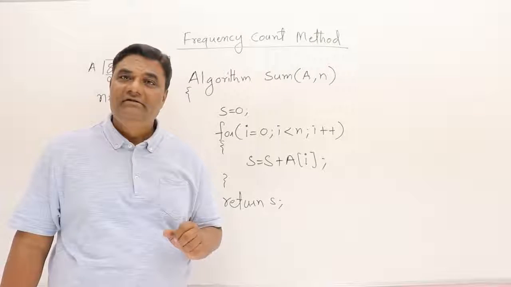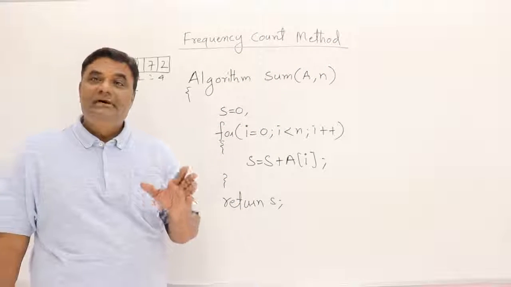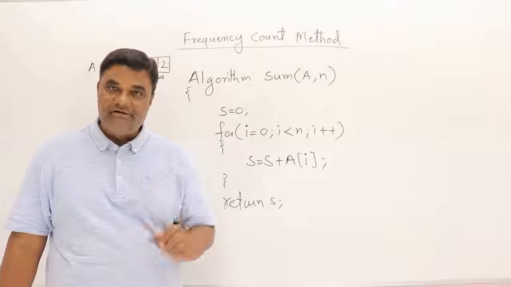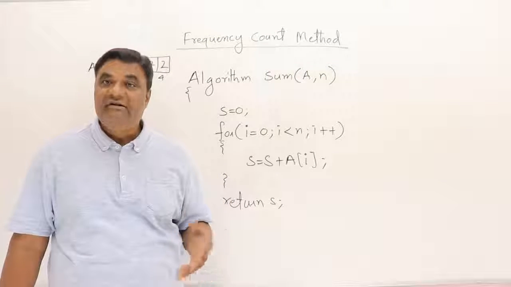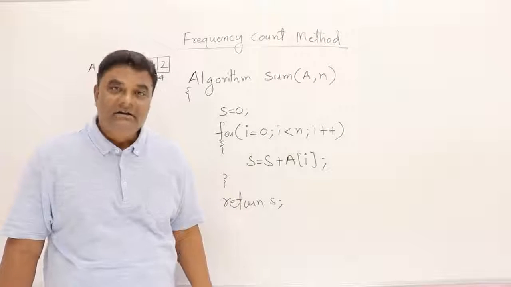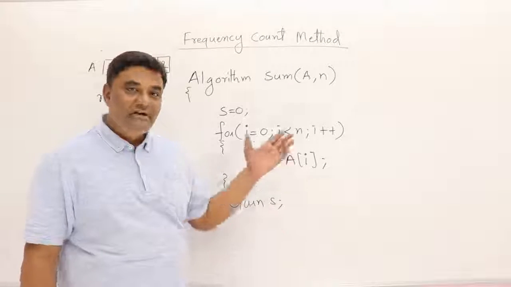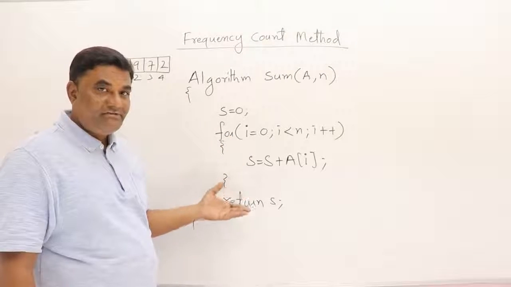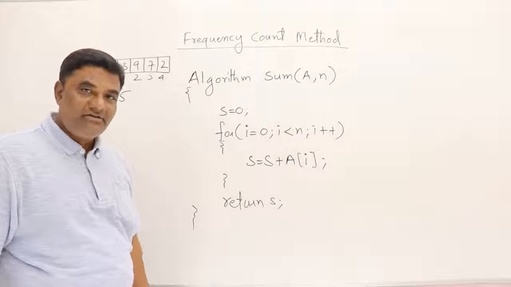So how do we do that? By using the frequency count method. The time taken by an algorithm can be known by assigning 1 unit of time for each statement. And if any statement is repeating for some number of times, the frequency of execution of that statement will be calculated and we find the time taken by that algorithm. So here we have a statement which is repeating for some number of times. So we will find out its frequency and that will give us the time taken by this algorithm.